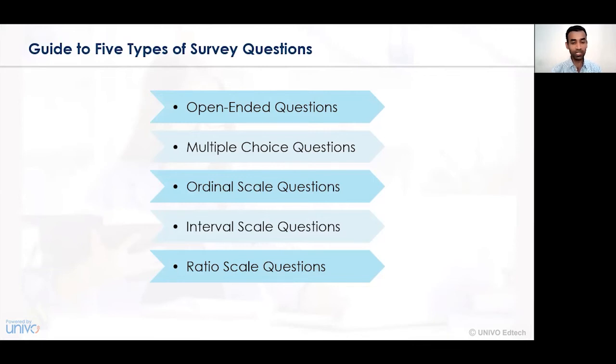In the case of ordinal scale questions, a customer is asked to rate a certain product on the basis of a certain order, that is first, second, third, fourth, fifth, 10th, and so on. Accordingly, the customer has to assign a certain order, and rate the product or the service which is being asked about in the question.